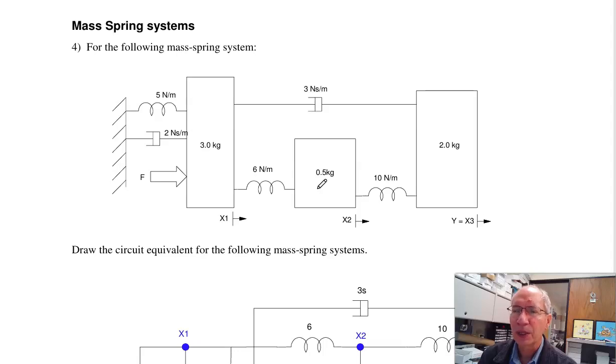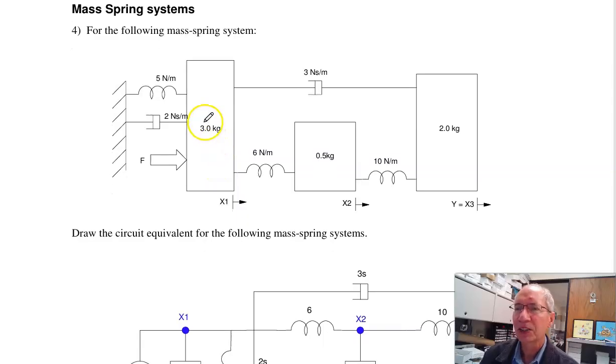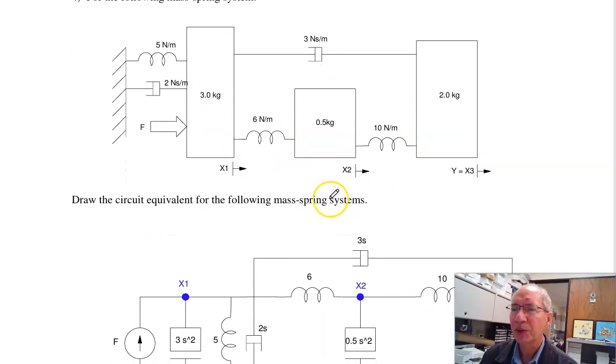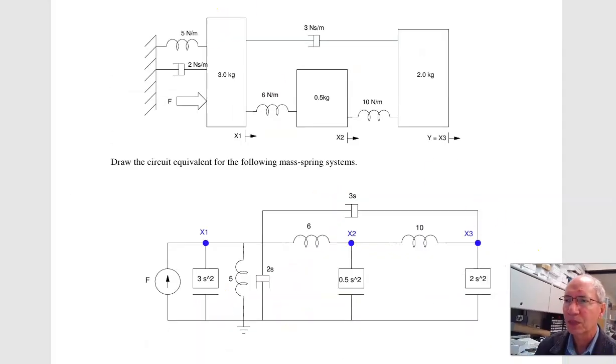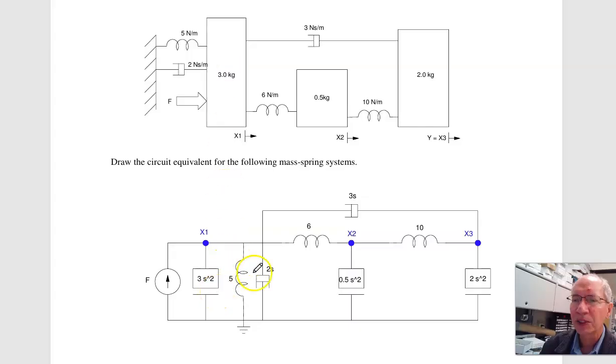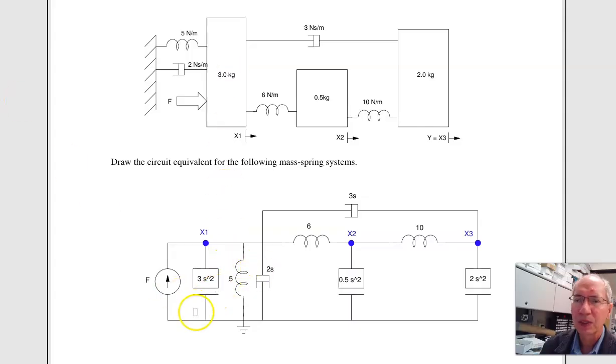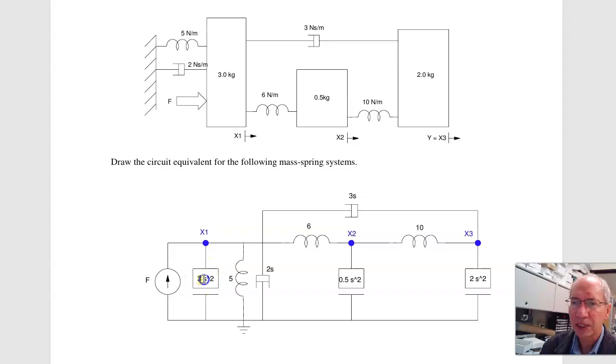Going on to problem 4, mass spring system. If I have a mass spring system, what I would do in this class is draw the circuit equivalent. I've got 3 masses, I have 3 voltage nodes, x1, x2, x3. Each mass has inertia to ground. So the first thing I do is add the inertia to ground, ms squared, ms squared, ms squared.